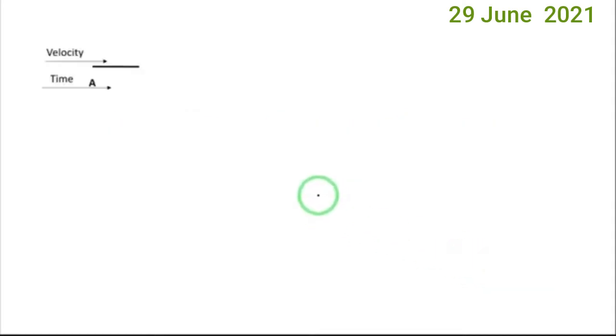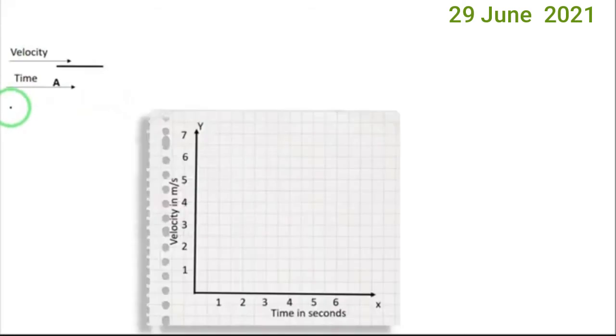We know that if you plot a graph, velocity against time, velocity will be on y-axis and time will be on x-axis. This is x-axis and this is y-axis, and I have taken some random numbers here. They represent velocity, and that is in meter per second. And on x-axis, 1, 2, 3, 4, 5 seconds, they are the time.